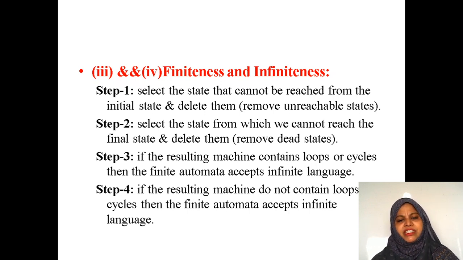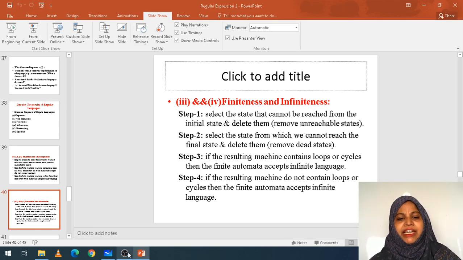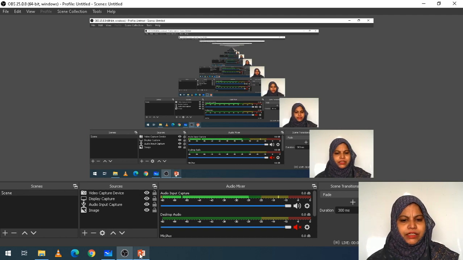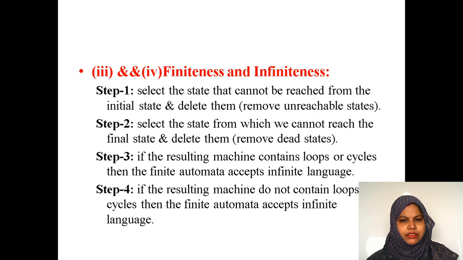Step 4 is, if the resulting machine doesn't contain any loops or cycles, then the finite automata accepts only a finite language, right. Now, finiteness and infiniteness is complete.